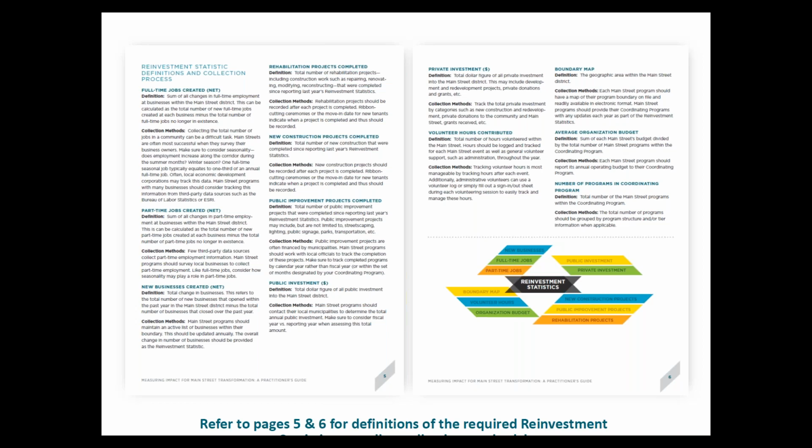Volunteer hours simply means the total number of hours that are volunteered within your Main Street program. And the last two are the average organizational budget and the number of programs for coordinating programs. These are both just at the coordinating level, so Main Street local level folks don't need to worry too much. One of the new things that we're doing is also tracking boundary maps for Main Street programs. This is really just the geographic area of where your Main Street district is. If you're a new Main Street program, this is definitely something you want to pay particular attention to. Or if you have considerable changes in your boundary in a certain year, you'd also want to provide that update.